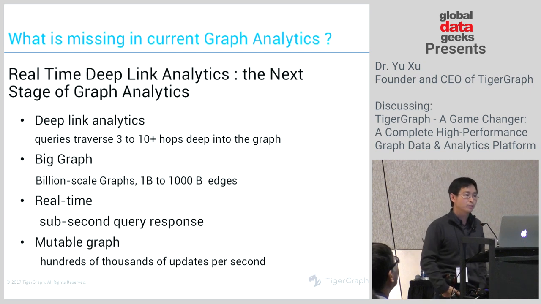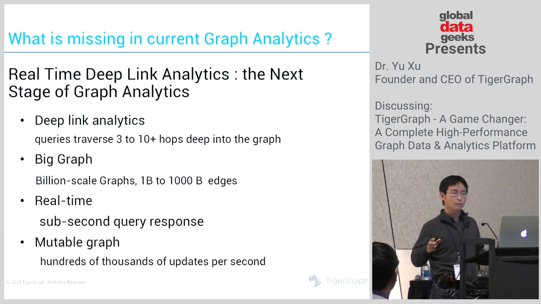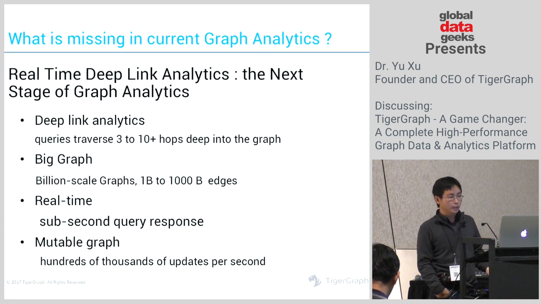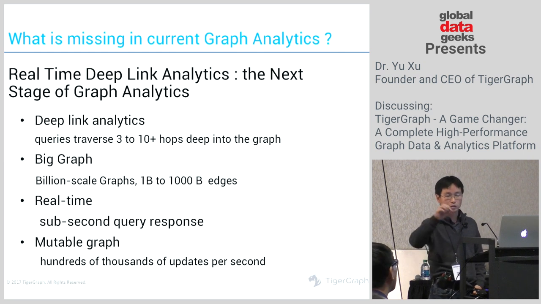I think there's a bigger gap. The gap is that we talk about a bigger data size, we talk about a complex data structure, but there's one thing that's missing, that's deep link analytics. I believe real-time deep link analytics is going to be the next big stage of graph analytics. So first of all, some definitions. By deep link analytics, I mean the queries that need to traverse 3 to 10+ hops deep into the graph. Because every additional hop, every additional traversal is going to give you more insights, reveal more information.